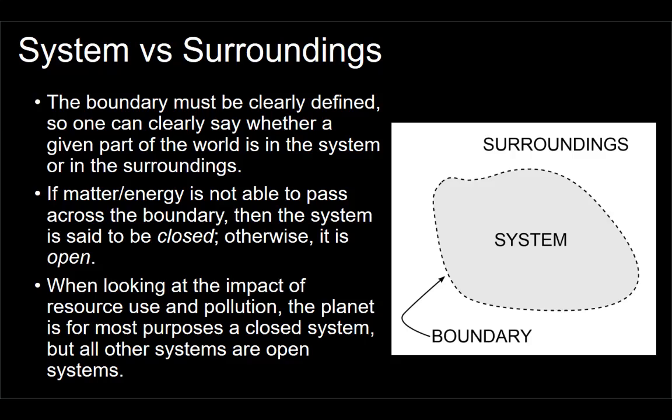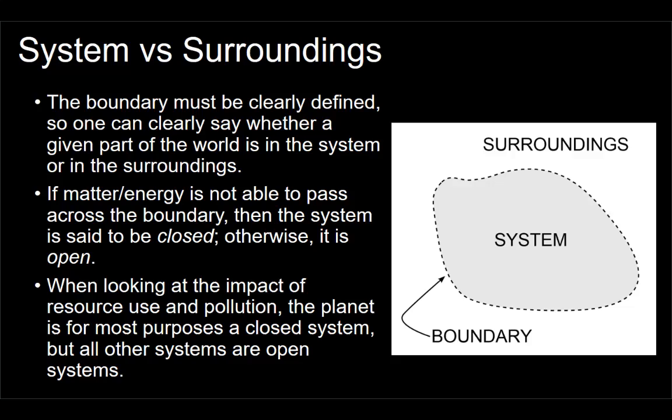Now, if matter and energy are not able to pass across the boundary, then the system is said to be closed. In terms of the United States, this is definitely not a closed system because we bring things in from all over the planet. We start talking about globalism, right? Globalization has caused no system on our planet to really truly be a closed system. They're open. But Earth is a little easier to see as a closed system because it doesn't interact as much with the external surroundings in terms of the solar system, the universe, etc. So, when looking at the impact of a resource, its use, and pollution, the planet is for most purposes a closed system, but all other systems are open systems.